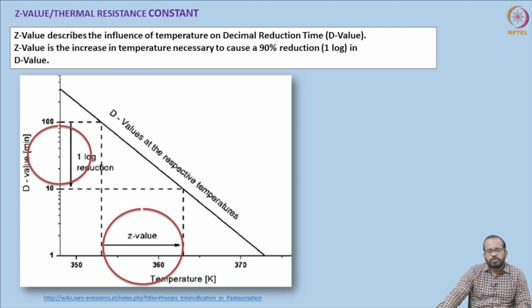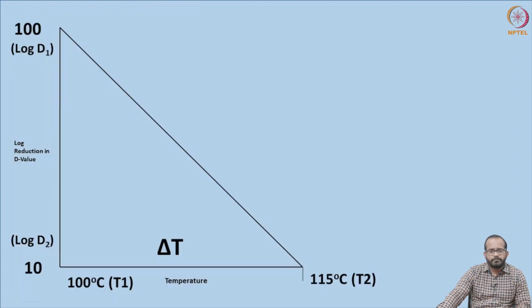So, if you draw a thermal resistance curve, you can see that on one axis we have a 1 log reduction of D value that is considered, and there is a subsequent increase in temperature required to bring about that D value change. If you take this 1 log reduction into a graph, similarly to the case of D value, we have log D1, the initial D value, and log D2, the final D value, and delta T, which is the change in temperature or increase in temperature.